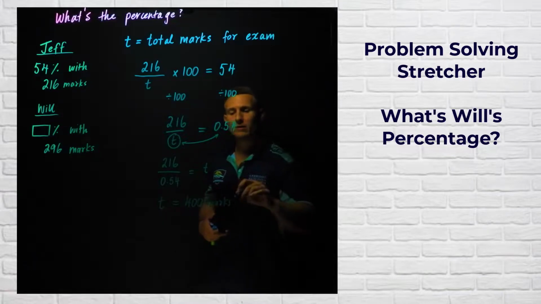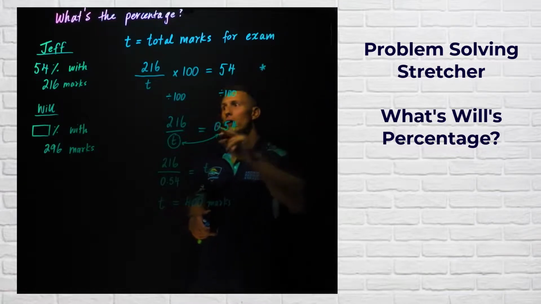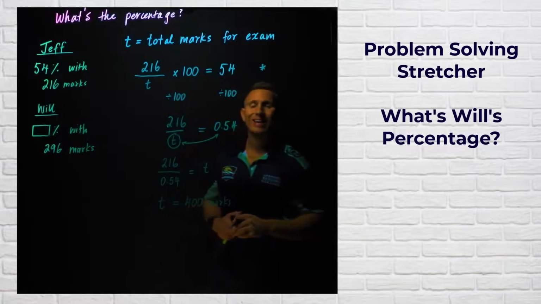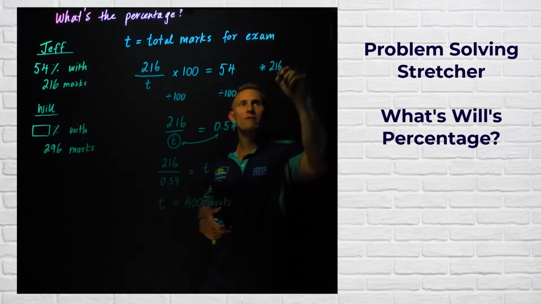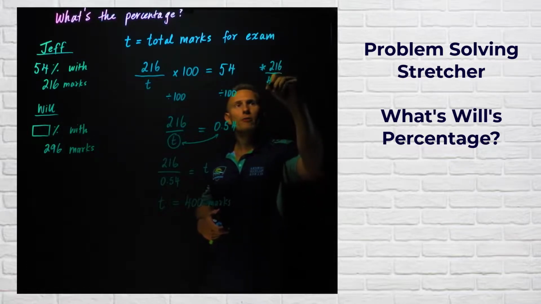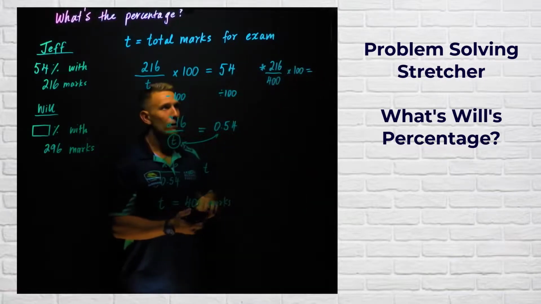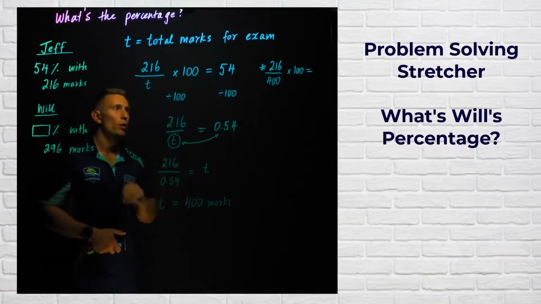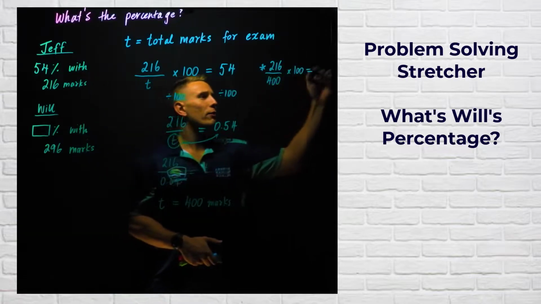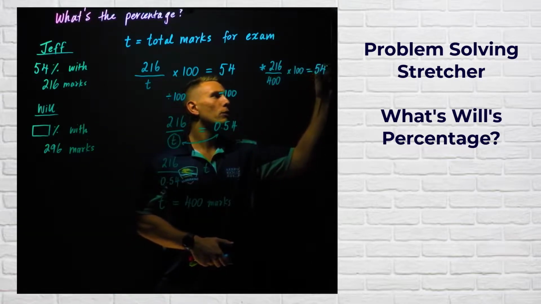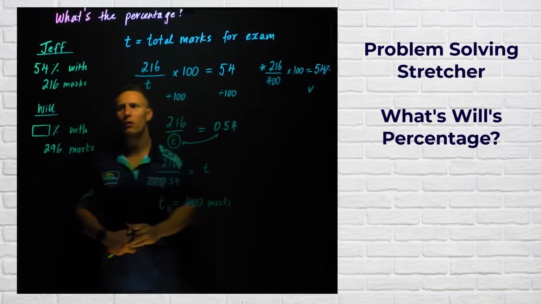And if we check this to see if we're correct, we know that 216 was how many marks Jeff got, divided by 400, and if we multiply that by 100, it will give us his percentage. If you put that in your calculator, you get 54%. Tick, we're on the right track.